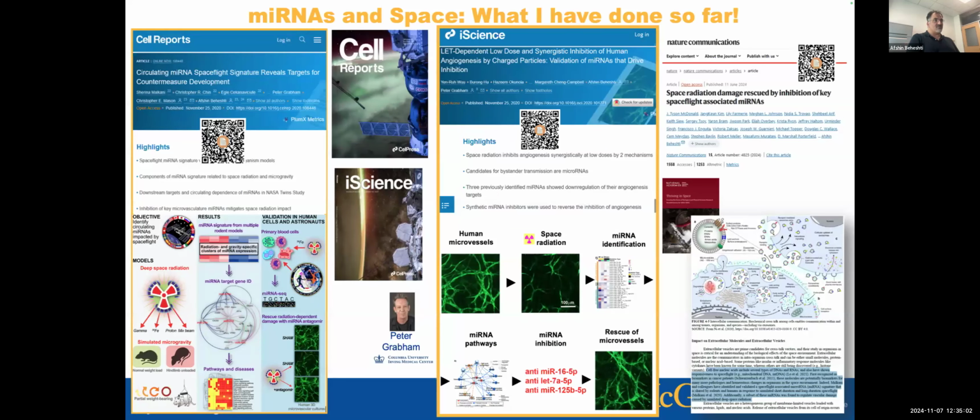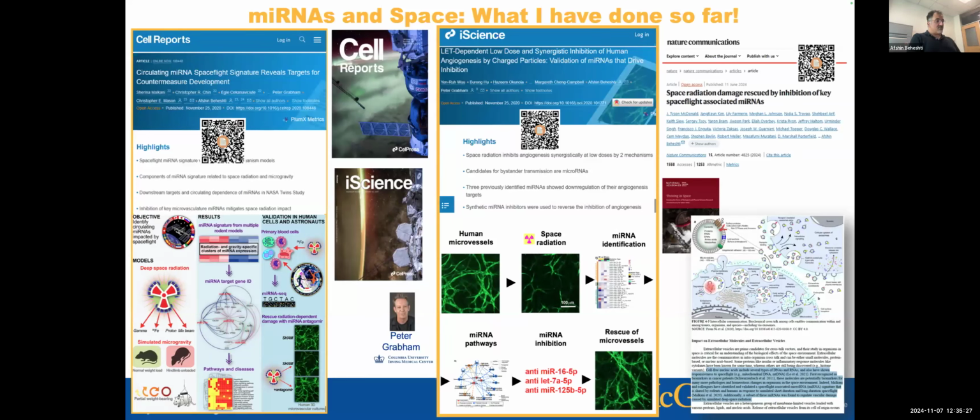What I've done so far, I'm not going to go through any of these papers, but I've identified a microRNA signature related to spaceflight damage to the body. In this paper, the original paper, we confirmed that this microRNA signature exists in simulated mouse experiments and even in human astronaut data from the NASA twin study that had microRNA sequencing done.